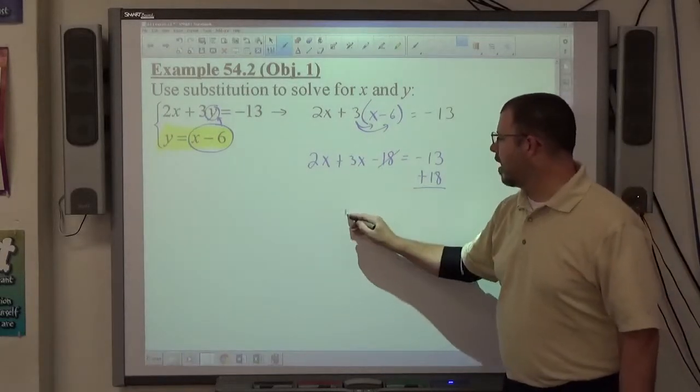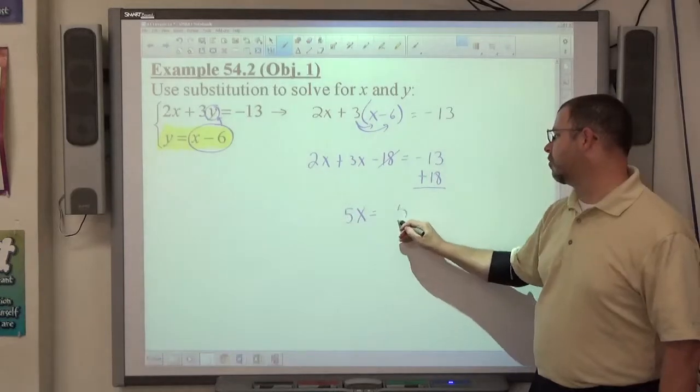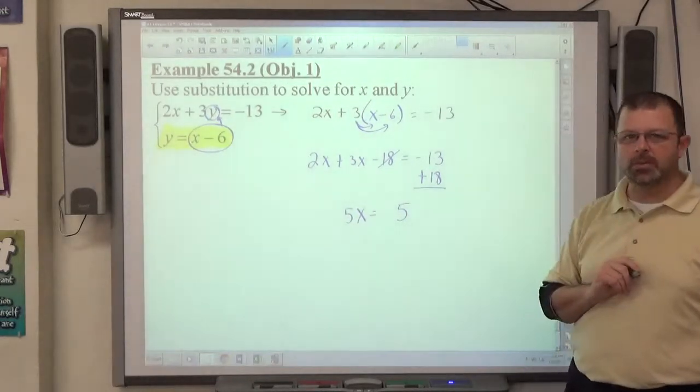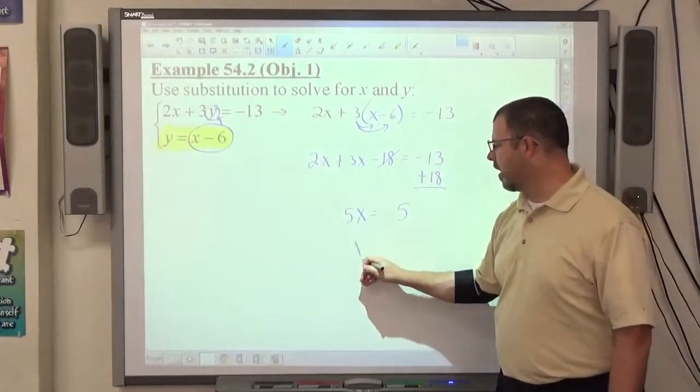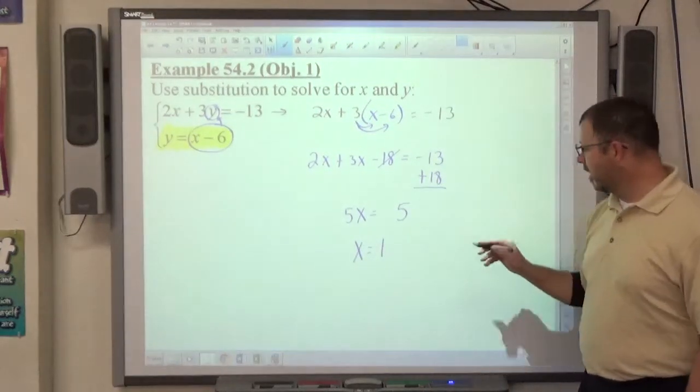2x and 3x both positive add up to 5x. Negative 13 and 18 are opposite signed objects. I subtract those. 18 is bigger, so it's positive. 5x equals 5, so x should equal 1. Dividing both sides by 5 gets me that.